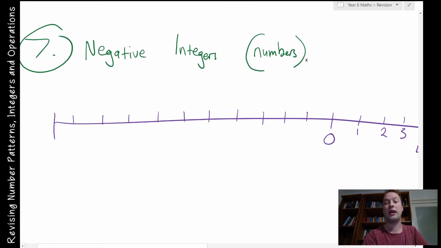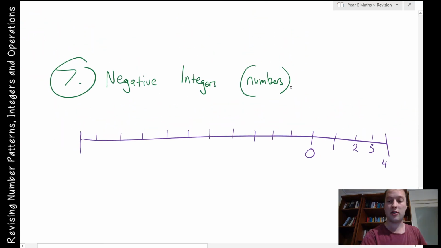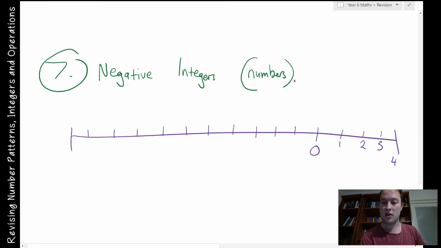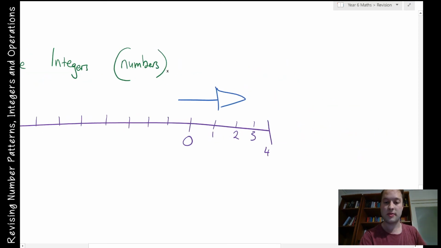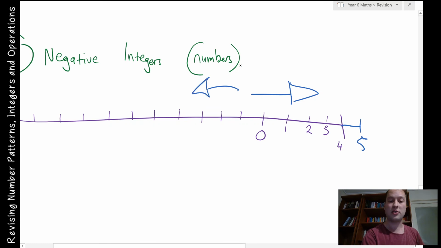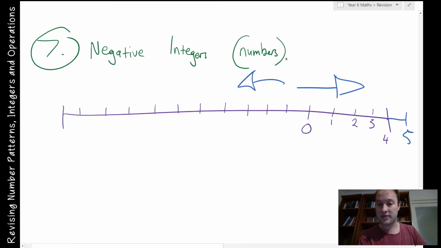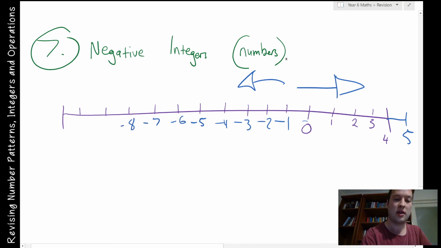Negative numbers, or negative integers. So I've got a number line here to help us visualize it. When we're on a number line and we're going this direction, the numbers go positive, higher and higher. The next one will be 5. Next one will be 6, and so on and so forth. When we're going this direction, they go negative once we're past 0, right? So if I'm on 0, the next one after 0 will be -1, -2, -3, -4, -5, -6, -7, -8, -9, -10, -11.